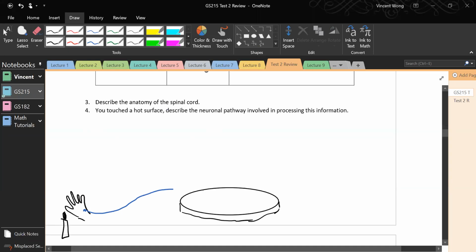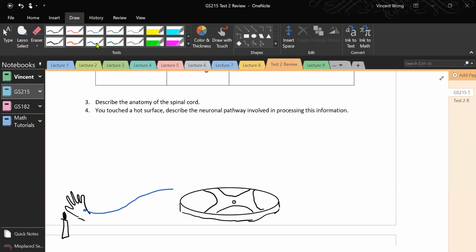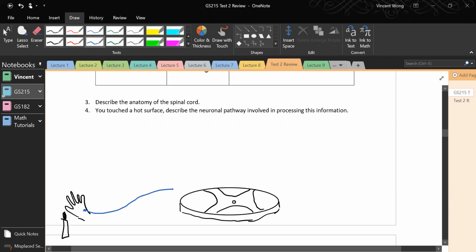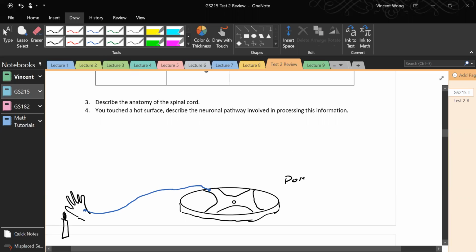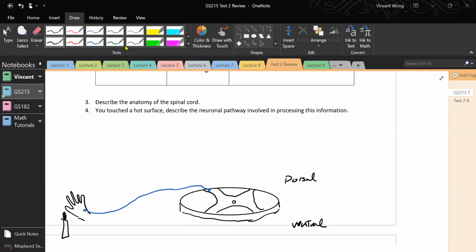Okay, remember there is a little butterfly structure in the middle of your spinal cord, right? Okay, there's your central canal. And what happens is this sensory neuron is going to enter at the back of your spinal cord. This is the dorsal side. Dorsal means the back, and this is the ventral side. Ventral means the front. So sensory information will always be entering at the dorsal side.